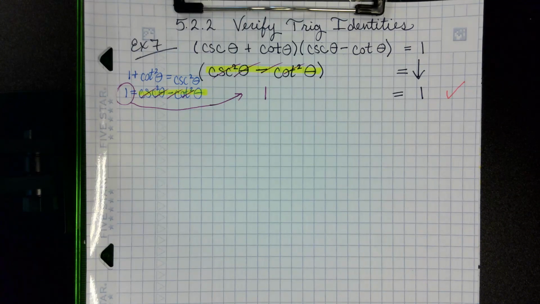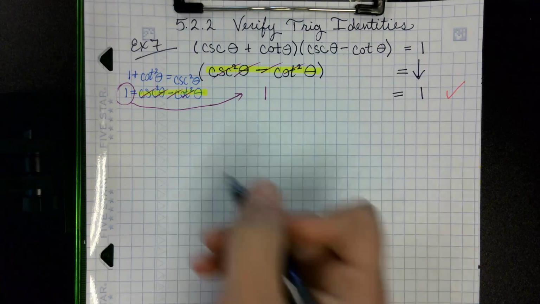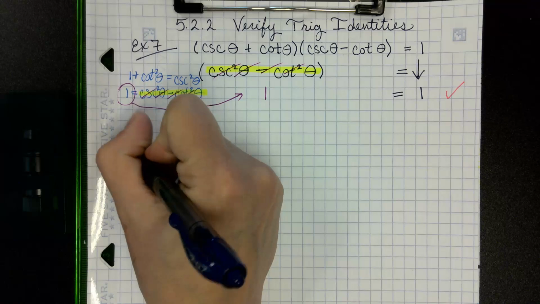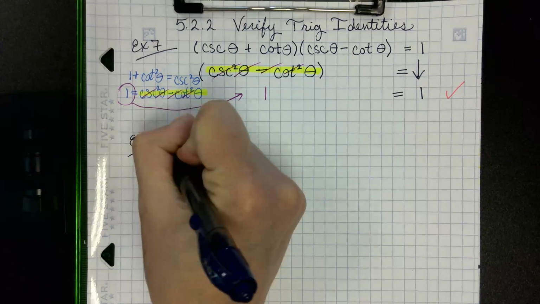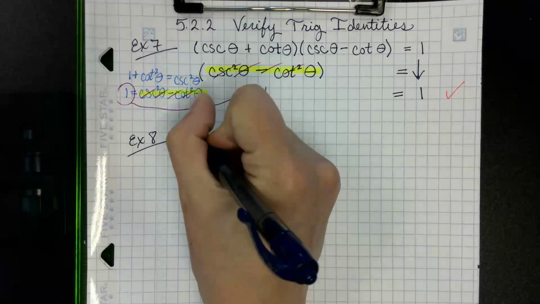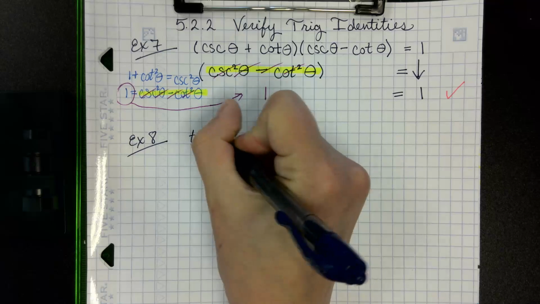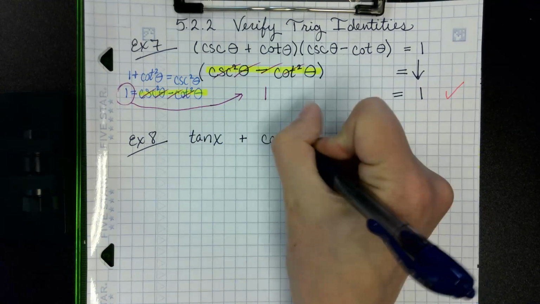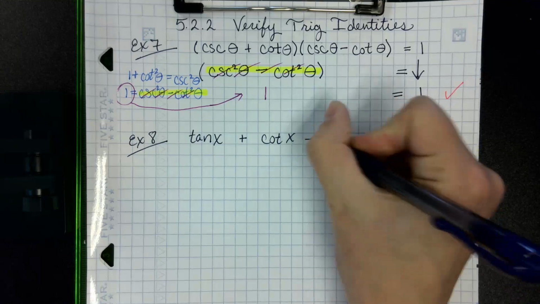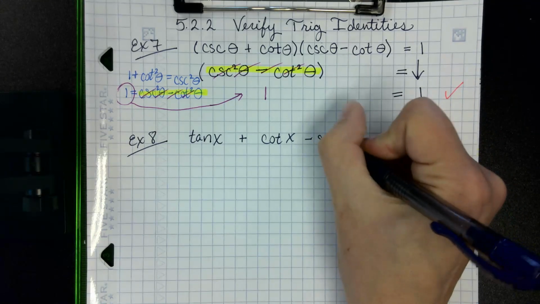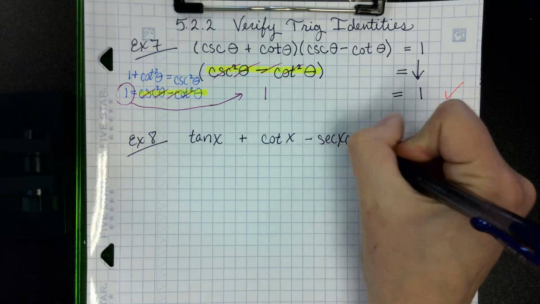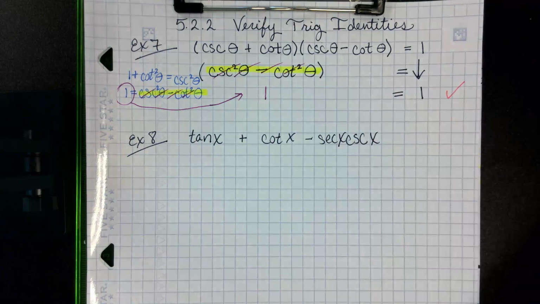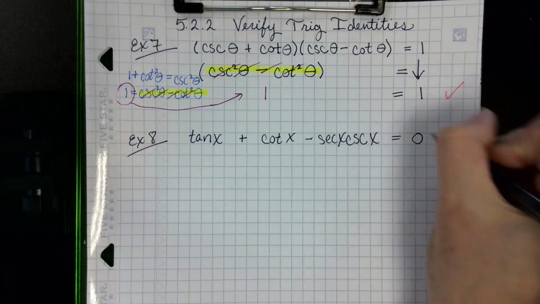All right, so example 8. This one is tangent x plus cotangent x minus secant x cosecant x equals 0.